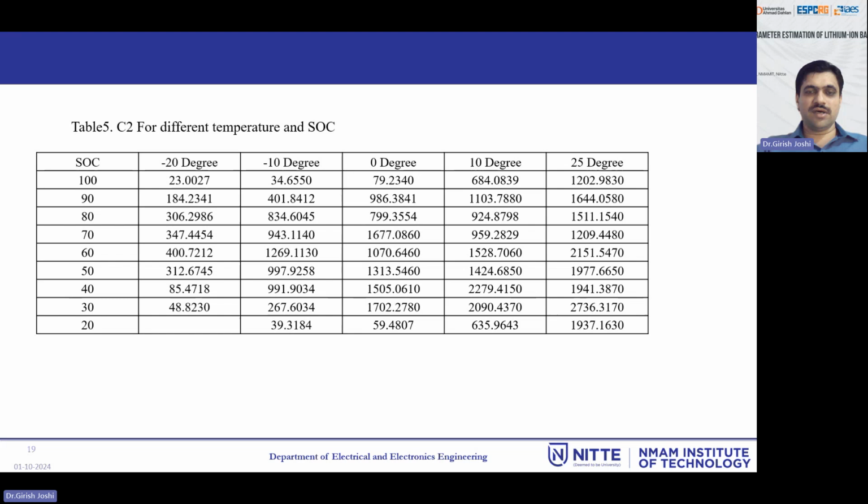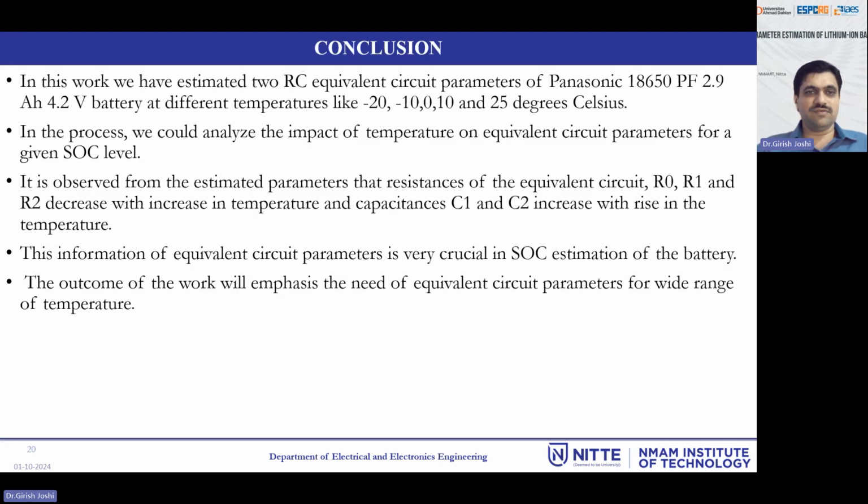and all the temperatures. In this work, we have estimated two RC equivalent circuit parameters for minus 20, minus 10, 0, 10 and 25 degrees Celsius. In the process, we could analyze the impact of temperature on equivalent circuit parameters for a given SOC level. It is observed from the estimated parameters that the resistances of the equivalent circuit R0, R1 and R2 decrease with increase in temperature, and capacitances C1 and C2 increase with the rise in temperature.